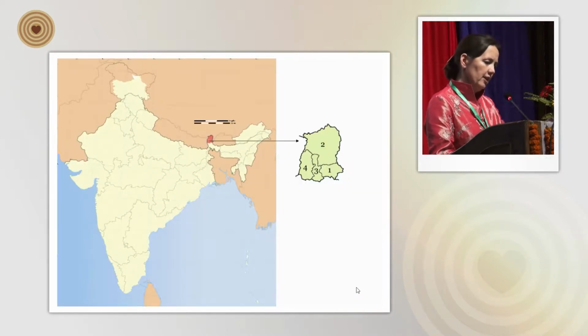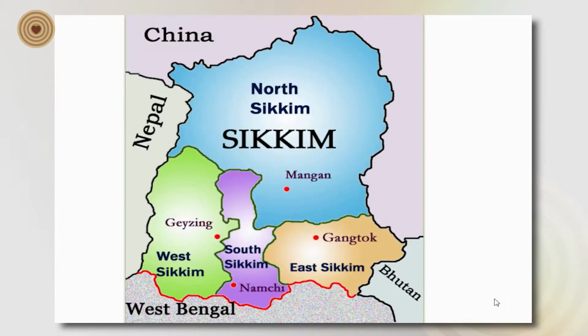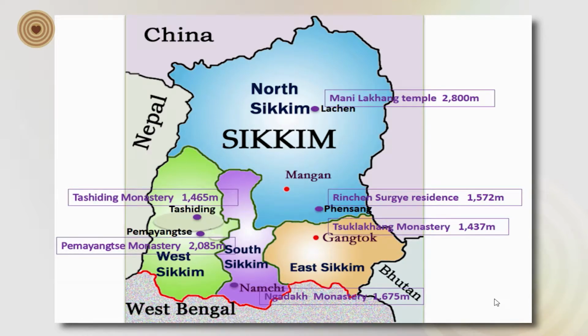You see here, Sikkim is now part of India. It was an independent kingdom, and it consists of north, south, west, and east Sikkim parts. And so from there, in each part we did some temple investigations.